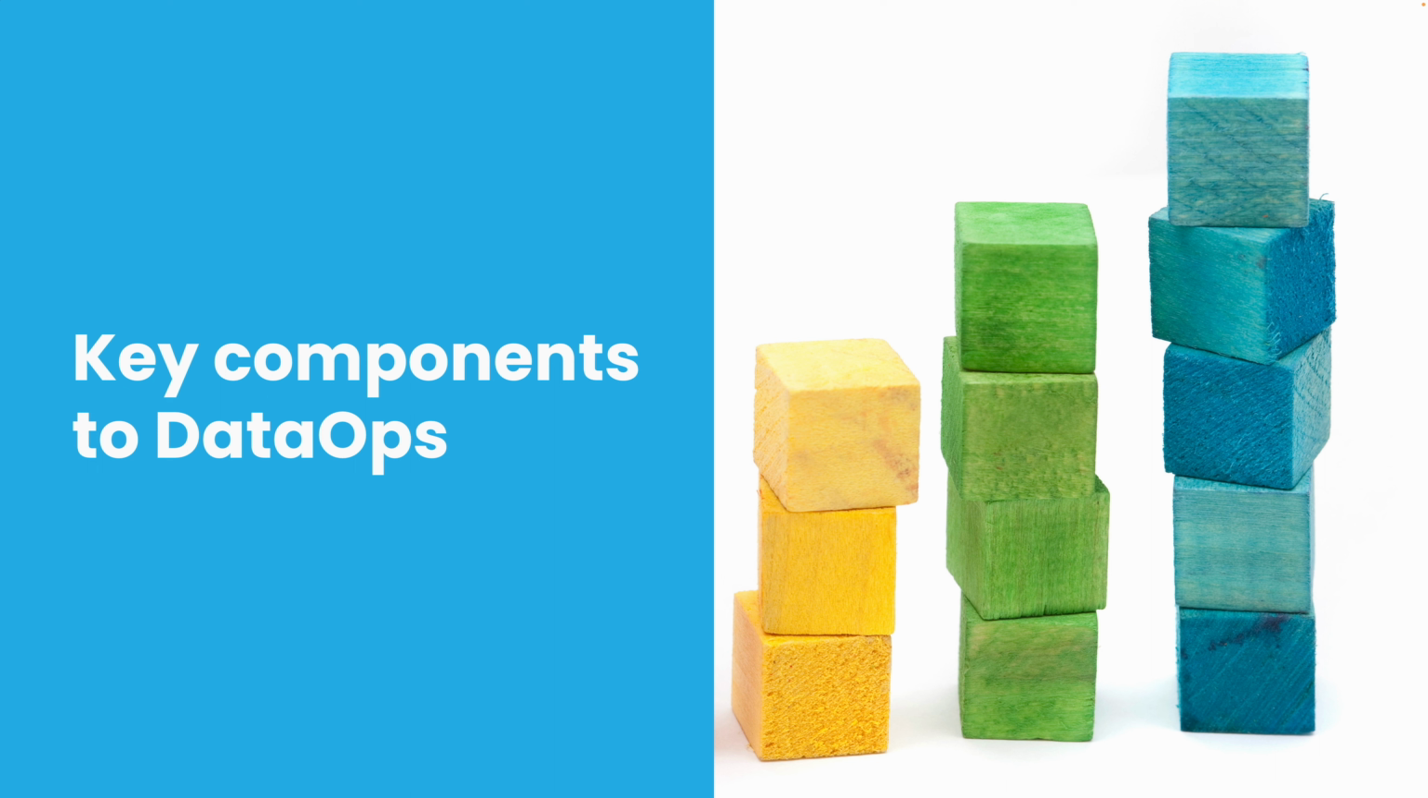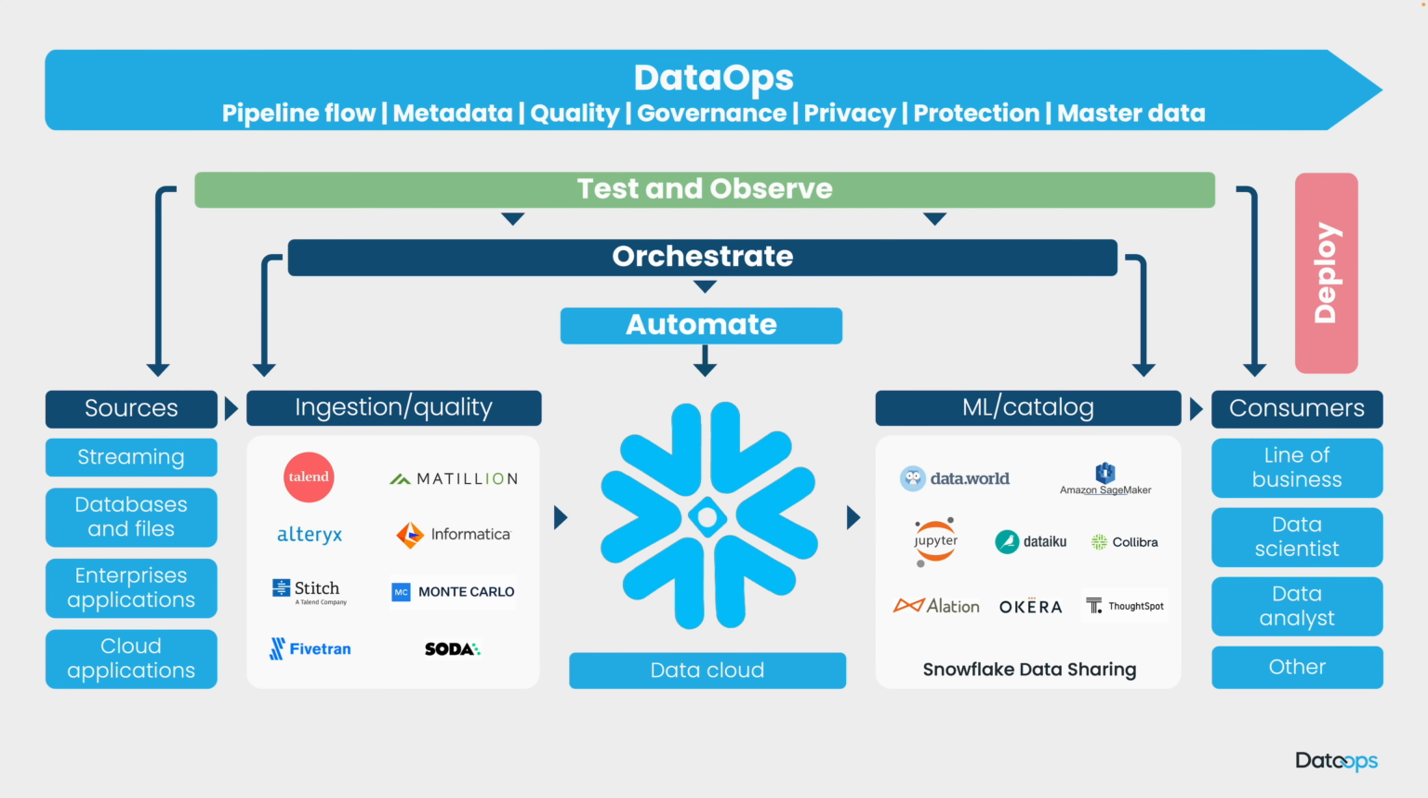Okay, I'm going to talk about what I see as the four key components to DataOps. This is a relatively simplistic diagram, showing our sources on the left. We've got some sort of ingestion and maybe some testing and quality on the way in. We've got Snowflake as our data cloud in the middle.